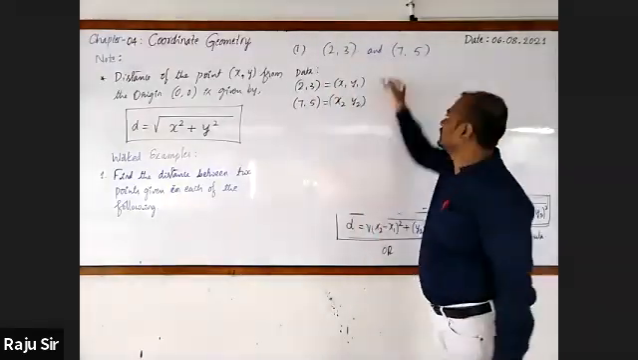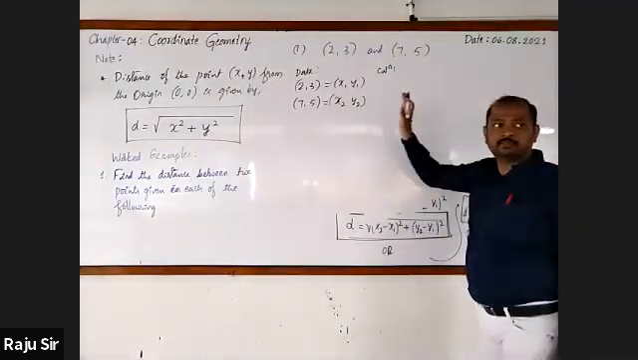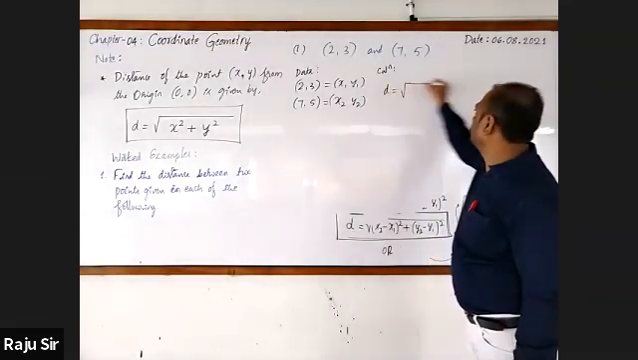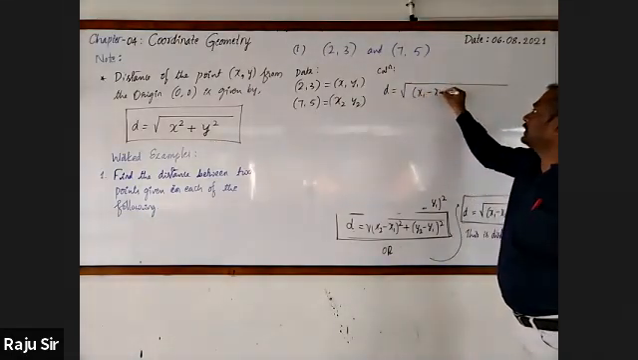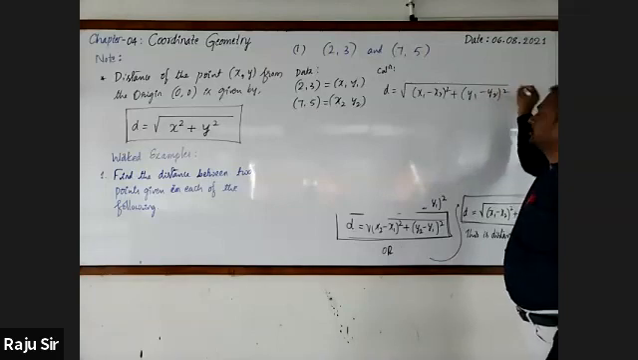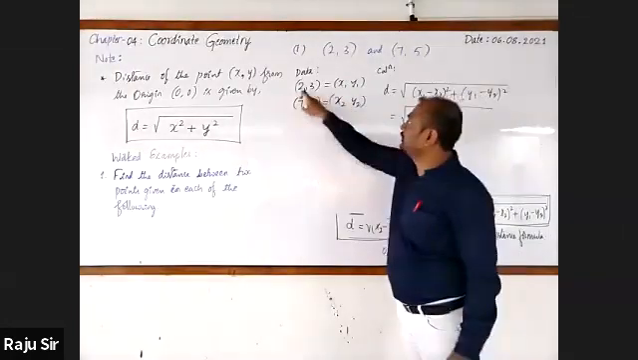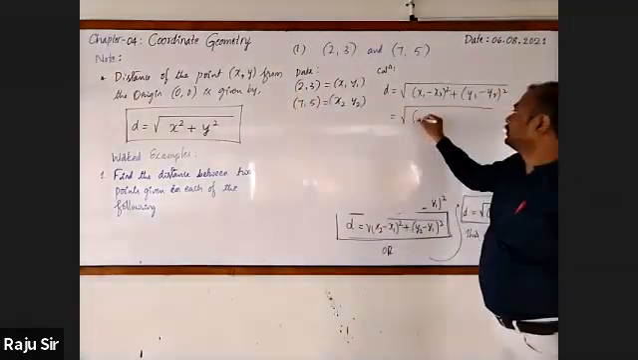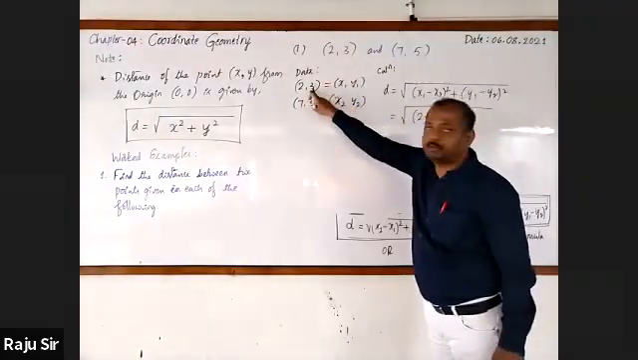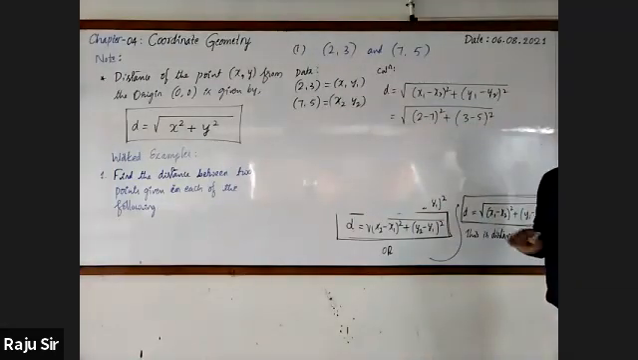Let us find out the distance. Please don't write yet, observe the board. Afterwards, I'll give you time for writing. Here we have a distance formula: square root of (x1 minus x2) whole square plus (y1 minus y2) whole square. Let us substitute: 2 minus 7 whole square, then 3 minus 5 whole square.